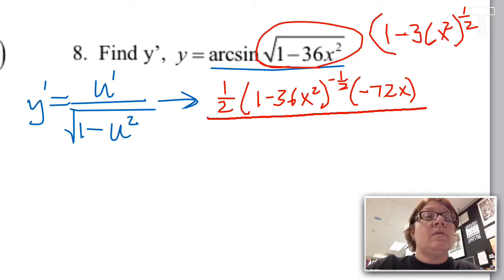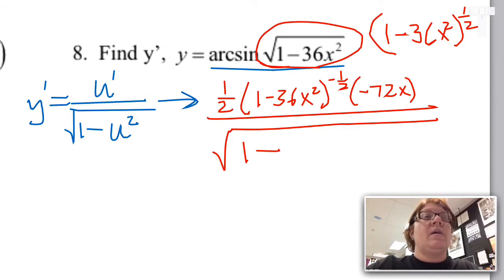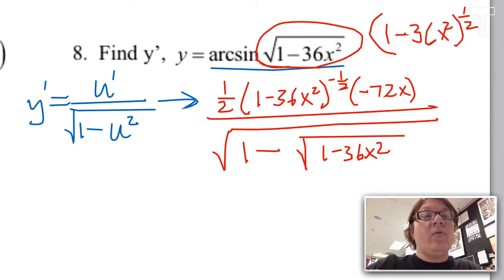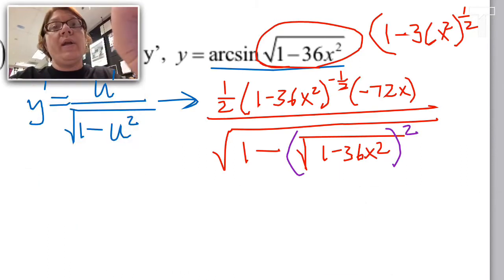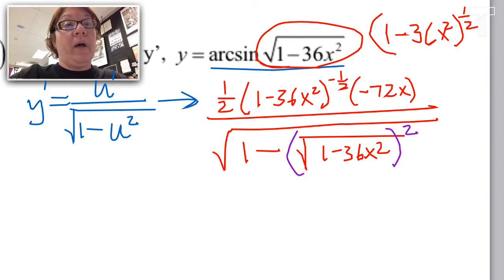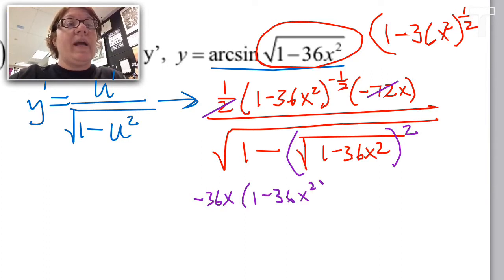Then on bottom, I have to do the square root of 1 minus, and then the stuff squared. So 1 minus 36x squared, but I want the whole thing squared. So, of course, that makes it on bottom. Actually, let's do some simplifying on top. So the 2 and the 72 will cancel out, and I'll have negative 36x. And 1 minus 36x squared to the negative 1/2 will have to go on the bottom before I'm finished.